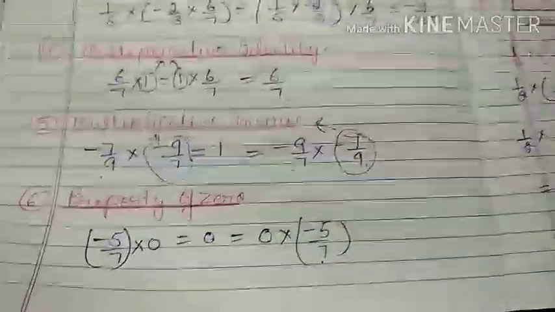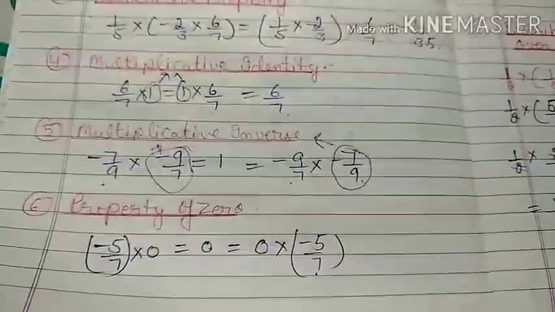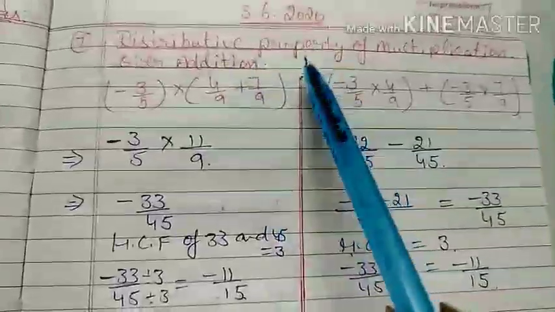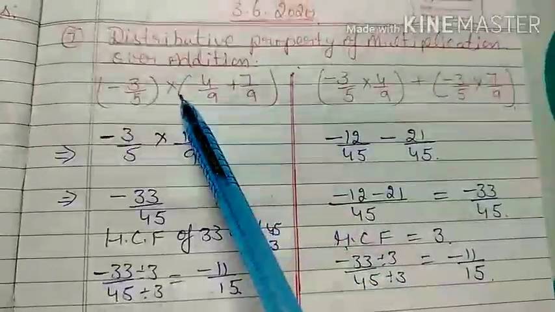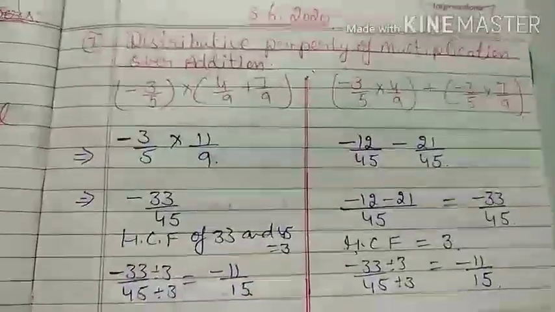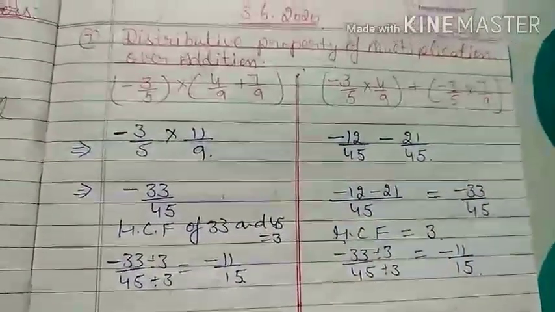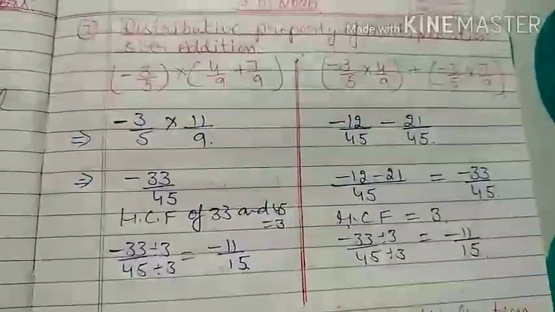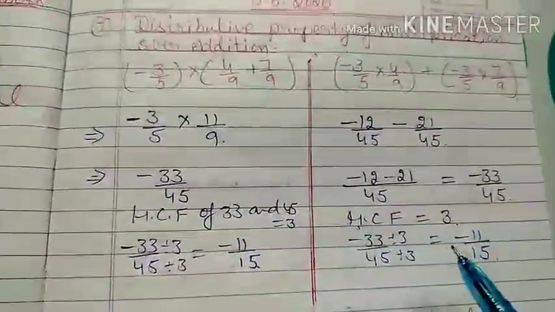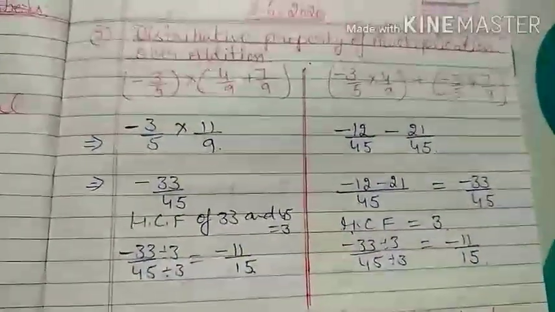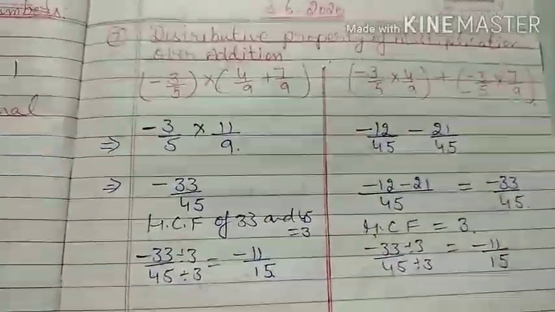Next is property of 0. Property of 0 means if you multiply any rational number with 0, in any order, your answer will be 0. Next is the distributive property of multiplication over addition. It means if you add two rational numbers and after that multiply, whatever result you get is equal to what you get if you multiply separately and add after that. There will be no change in your answer. So that is the distributive property of multiplication of rational numbers.